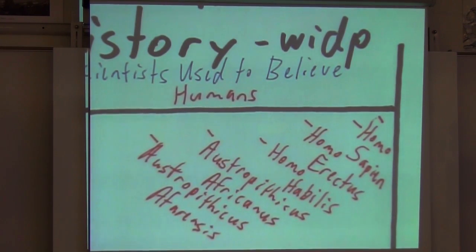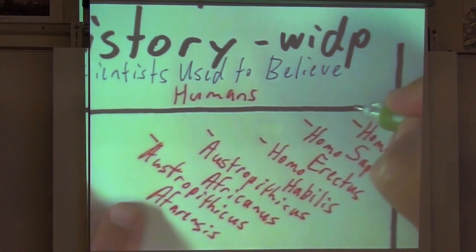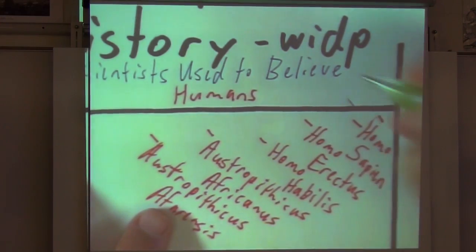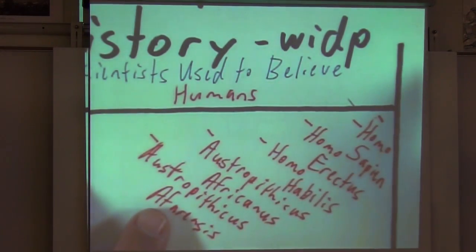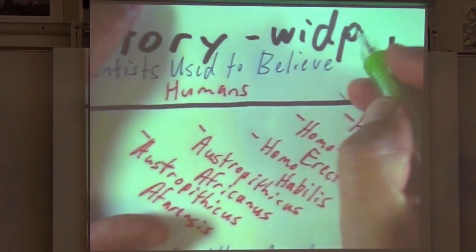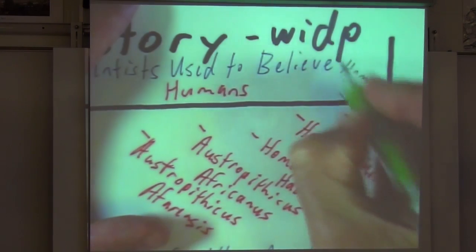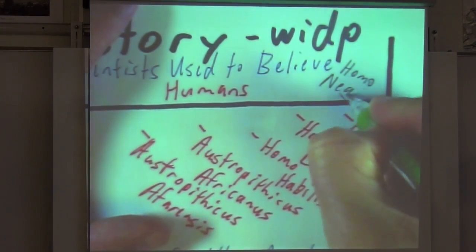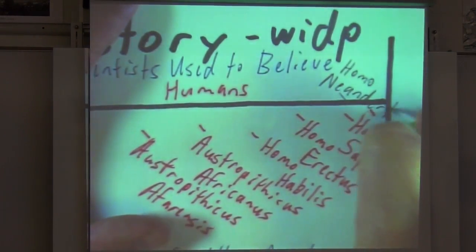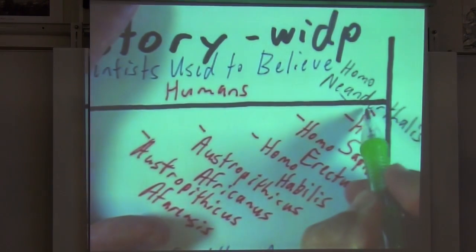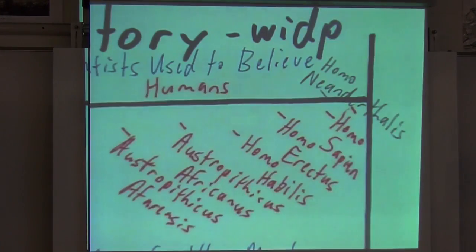They were old. And so they started dating these things, and they finally figured out that they're roughly right about here. They had come up with a new species of humans. And they called this species Homo, and I'm going to run out of room here, neanderthalis. Okay? Homo neanderthalis. Because it was found in the Neander Valley in Germany.